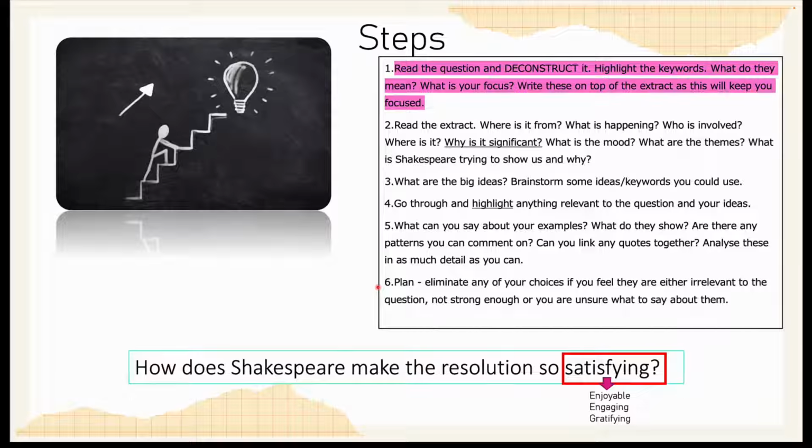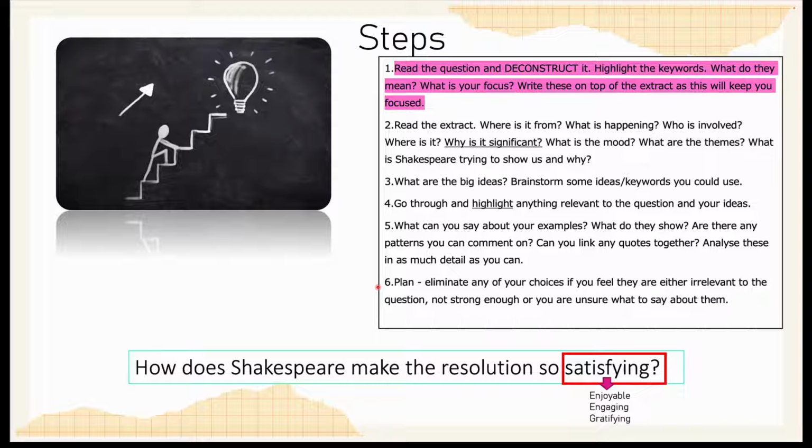So I'll give you a bit of time just to read the steps. I recommend that you just pause the recording right now, have a read through them, and then I will go through them one by one. So let's have a look at number 1. Read the question, deconstruct it, highlight the key words, think about what they mean, think about what your focus is, and it's always a good idea to just write these little notes at the top of your extract, as it's going to keep you focused as you read through.